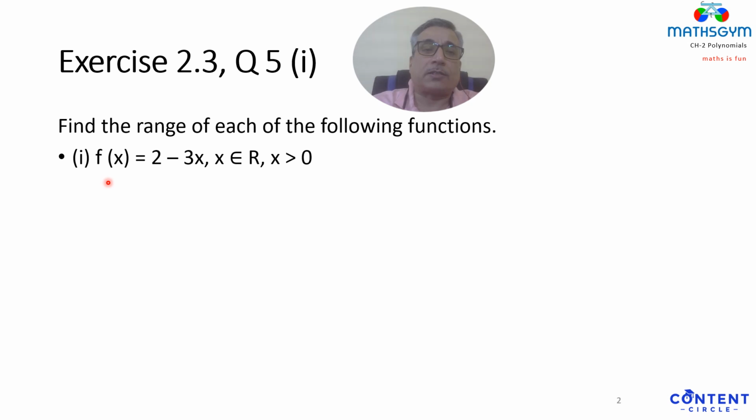So this function is in x, and its expression is 2 − 3x, where x belongs to R. R means real numbers. So the domain comes from the real numbers, and x is also greater than 0. So basically, it also tells you that you don't need to take the negative values as a domain. Having known this, we need to know the range of this function.